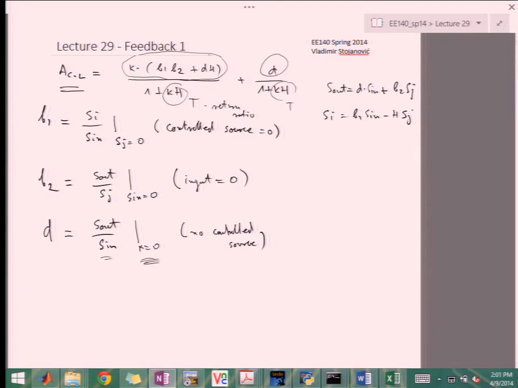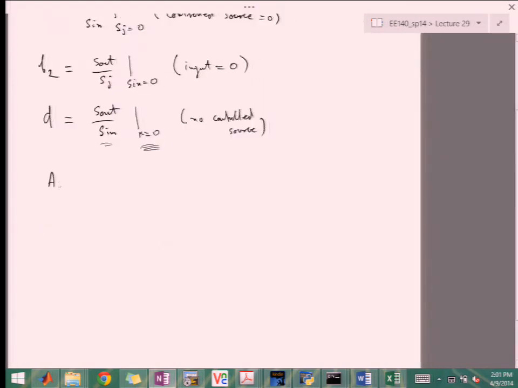Okay. But for this quantity, we're going to call this A equivalent. And then we're going to call this A0. A equivalent is the feed-forward gain of the amplifier itself. However, that amplifier is loaded by the feedback. So feedback does not exist, but the amplifier is loaded by feedback. So this is with feedback loading.